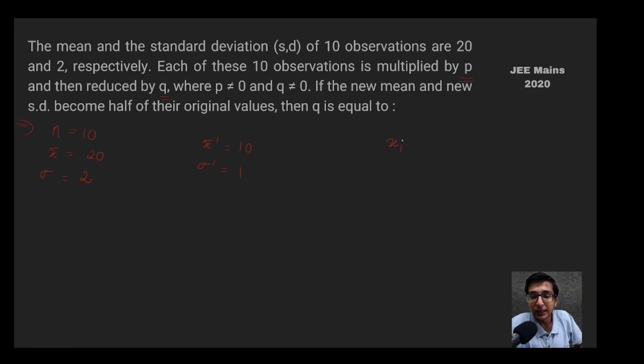Now for the new mean, we can simply use the shortcut trick that we had studied. If any constant term is multiplied, then our old mean would also get multiplied by that constant, and if any constant is subtracted, our mean would also get subtracted. So simply our mean would be p x bar minus q, which is our x bar dash, and this is equal to 10. So we've got one equation. Here we know the value of x bar, which is 20, so we can replace that later while solving the equation. Now let's do it for sigma, which is our standard deviation.